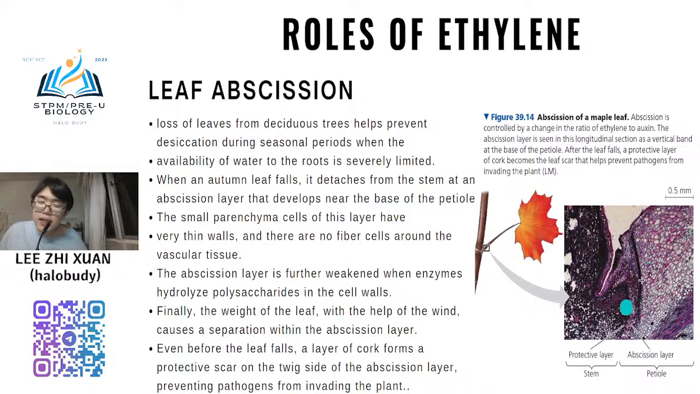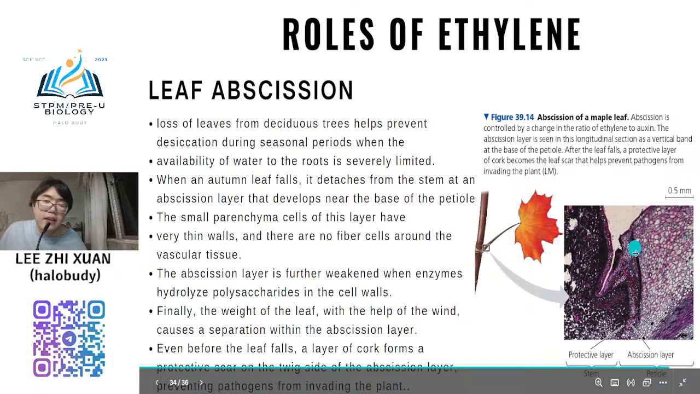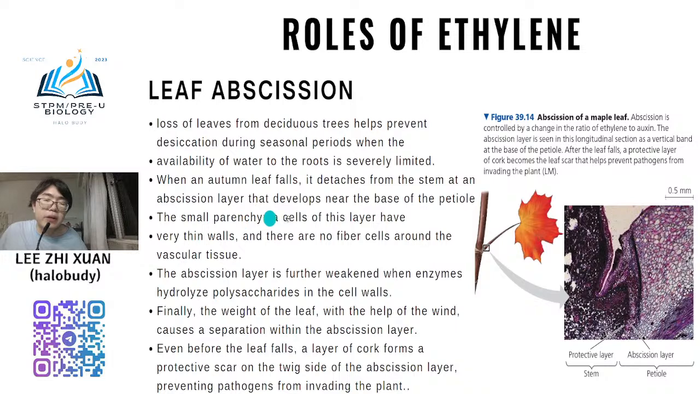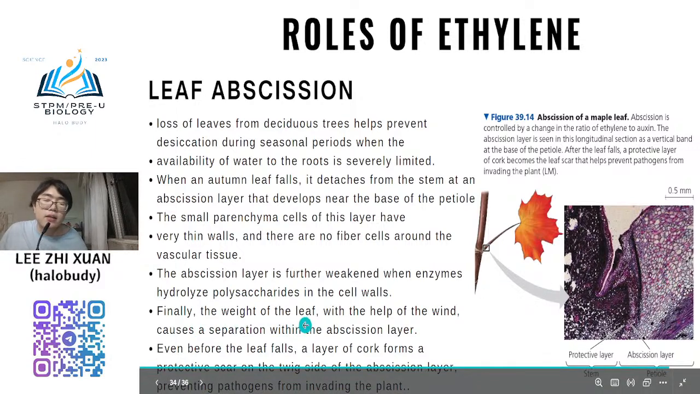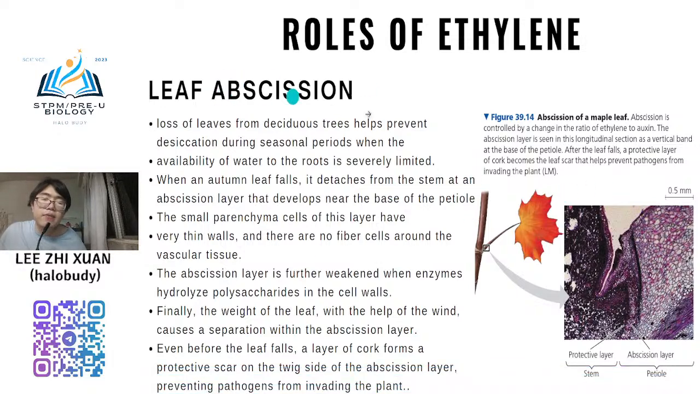So you see this diagram. So there are two layers, right? Protective layer and also abscission layer. So normally the small parenchyma cells of this layer have very thin walls, and there are no fiber cells around the vascular tissue. So the abscission layer is further weakened when enzymes hydrolyze polysaccharides, and finally the weight of the leaf, with the help of the wind, causes separation within the abscission layer. So this one plays the role in leaf abscission, meaning kejatuhan daun lah, daun akan jatuh.